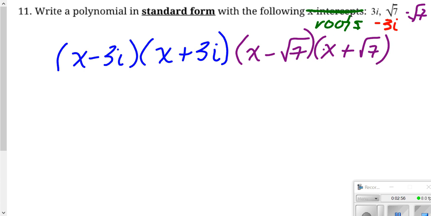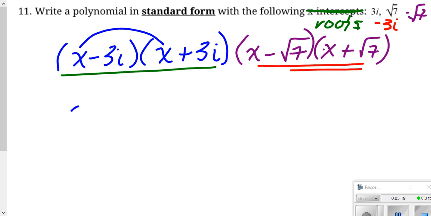Now, you can multiply these four factors in any order you want. However, I'm going to multiply together the things that are similar. So the things that have an i, I'm going to put those with each other. The things that have a square root of 7, I'm going to put those with each other. This is actually a difference of squares pattern, as is this. So if you recognize that, this multiplication is somewhat easier because I know that I just have x squared, and then I'm going to square this because this and this cancel out, right? Positive and negative of the same thing.